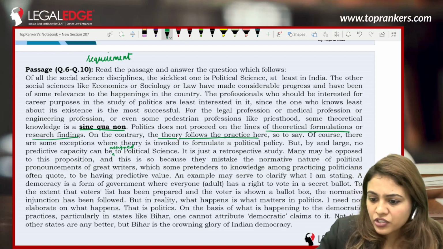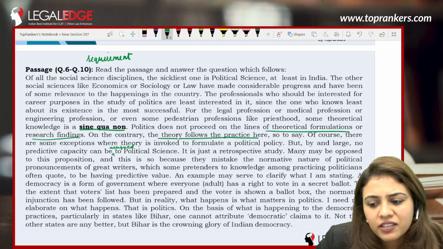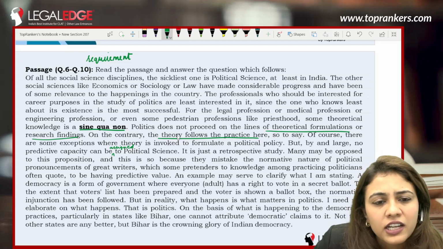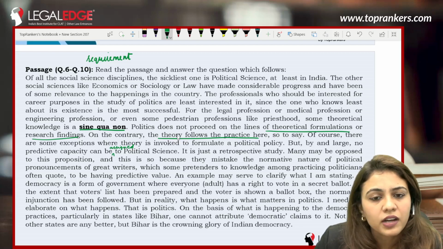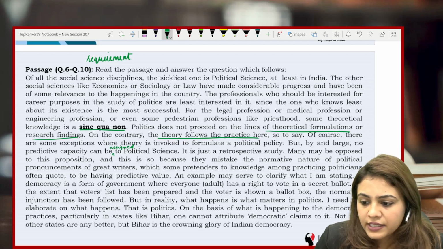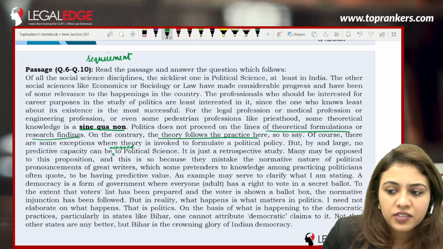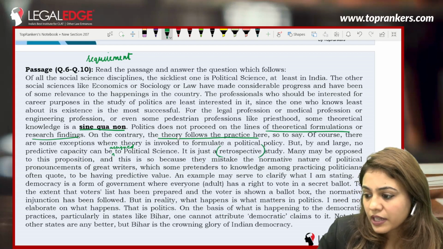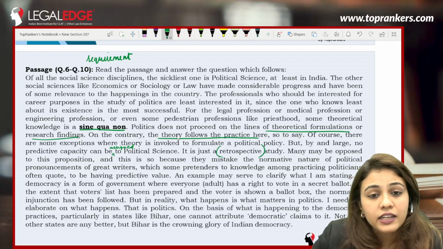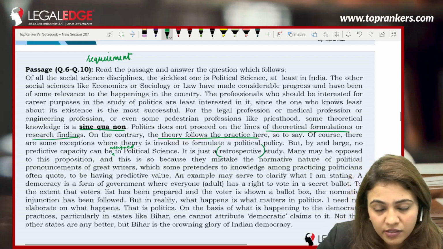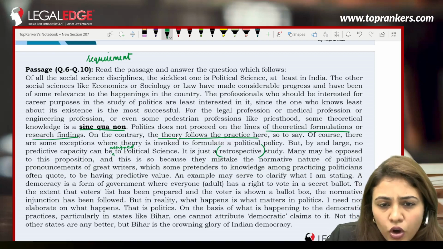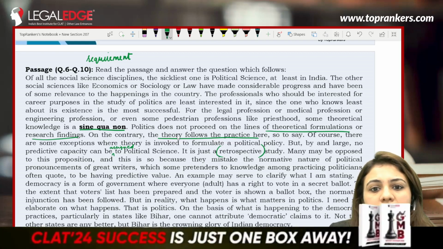So by and large, as we can see, it does not have any predictive capacity. According to the writer, there is nothing of a prediction when it comes to political science. It's just a retrospective study. Retrospective का मतलब होता है something which is studied in terms of its past events. So हमने देखा कि past में क्या क्या हुआ और उसी के हिसाब से हमने politics की theory ready कर ली.